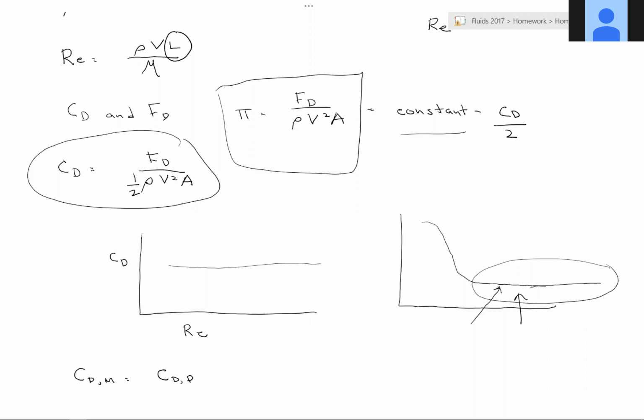So you don't need to do multiple points, because as soon as it goes to this point right here, what you're saying is I'm going to extrapolate, and I'm going to assume that the C sub D stays constant after that point. And those numbers are all going to be the same. So you're going to find your C sub D.